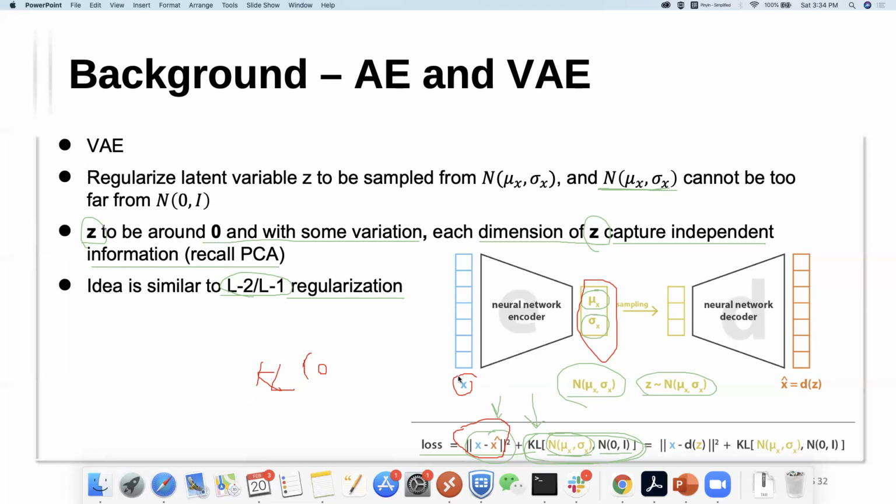Maybe the KL divergence is nicer. I'm just a bit curious about how we get it. We only sample once. So sampling once means that we get one vector. No. This is a distribution. This is not Z. Z is sampled from this distribution. Yeah. But this is the KL divergence between two distributions.